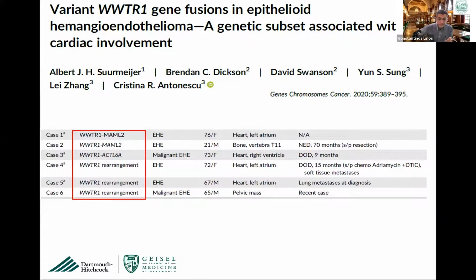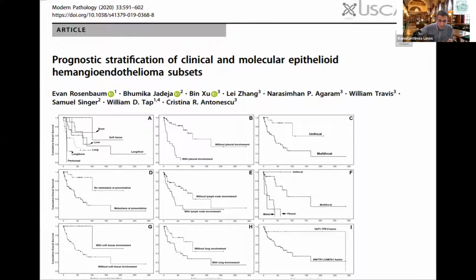They're very rare. And the new thing, there's a new paper a few months ago from Christina Antonescu at Memorial Sloan Kettering on prognostic stratification. The solitary soft tissue epithelioid hemangioendotheliomas are actually doing pretty well. But people who had pleural involvement, lung epithelioid hemangioendotheliomas, or the ones that have metastasis, obviously behave more aggressively.